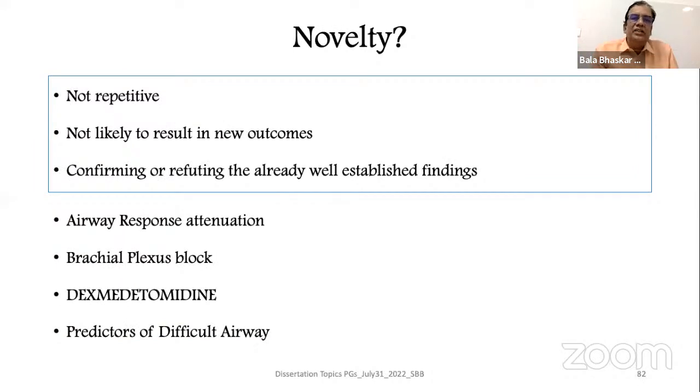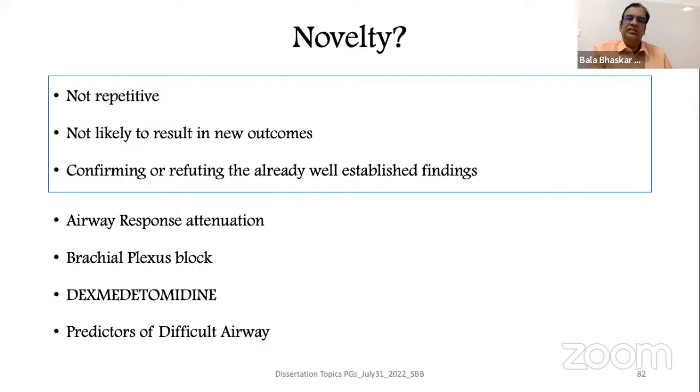So what is novelty? Novelty is an idea which is not repetitive, not likely to result in new outcomes, or confirming or refuting an already well-established finding. So everybody knows that something is done. For example, when I say regional anesthesia is very good for a patient with COPD, it's a proven thing.